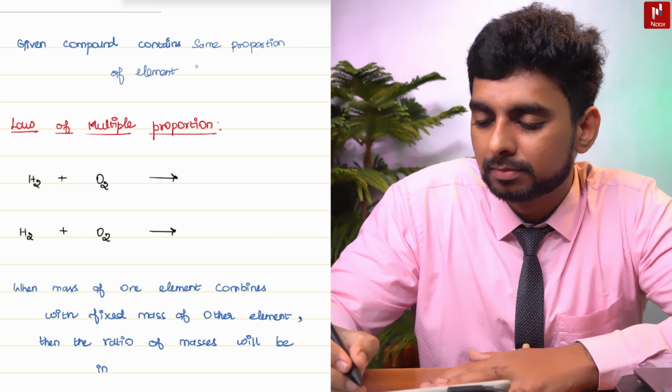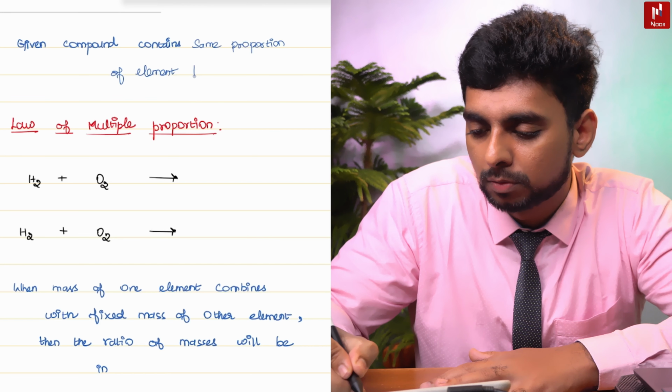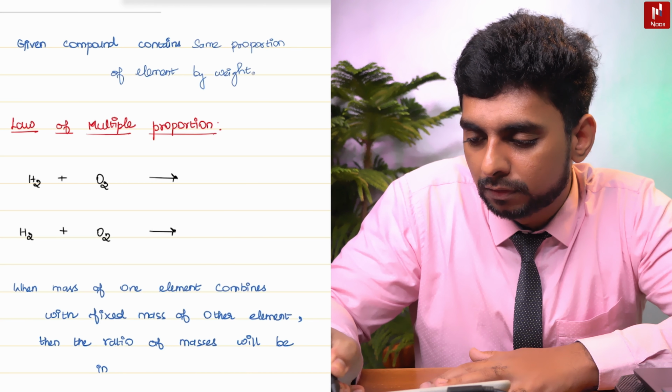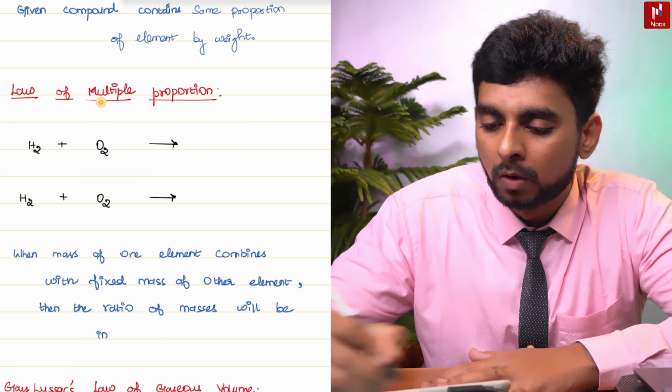When you measure it, how do we actually measure it? We will measure it in weights, right? So by weight. Got it? So this is what is meant by law of definite proportion. It should be clear. Then we have got law of multiple proportion.